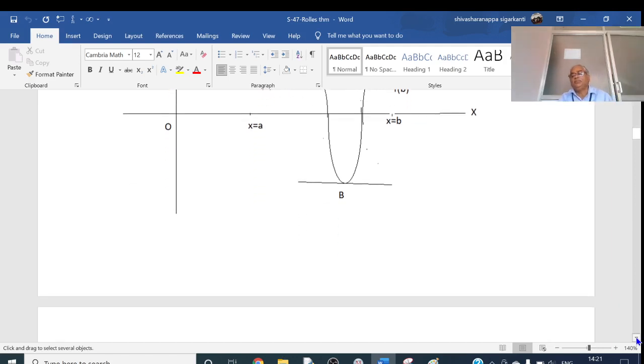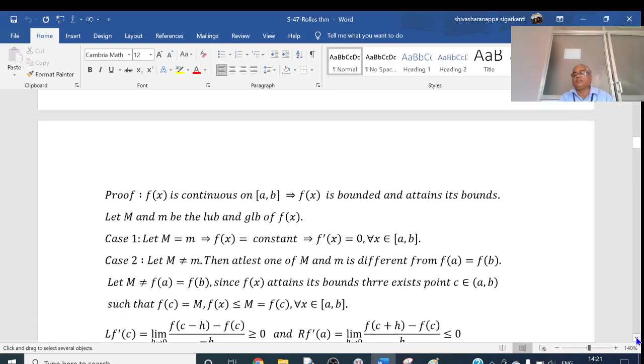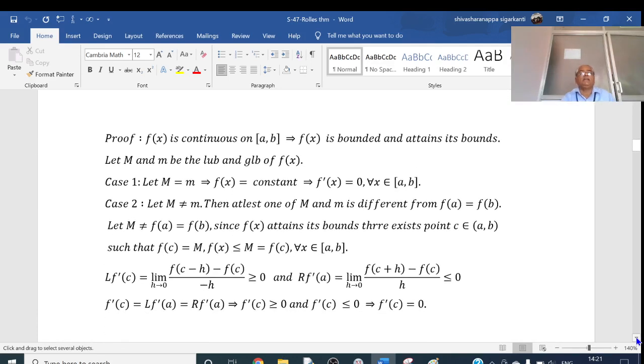Now here we prove this mathematically, analytically. So here f(x) is continuous on [a, b], and we know that every continuous function is bounded.